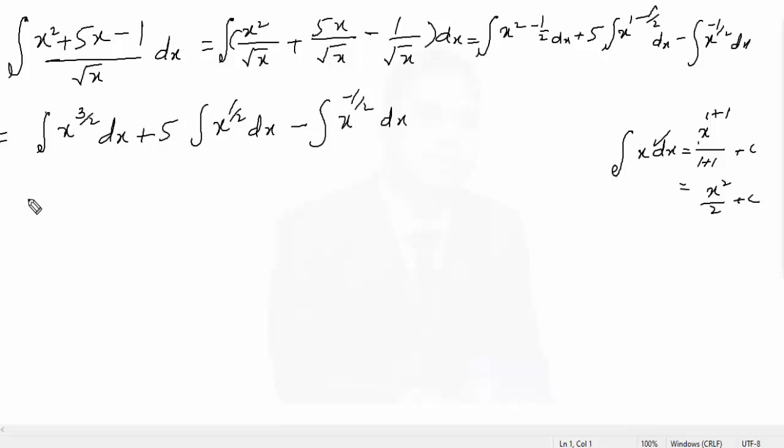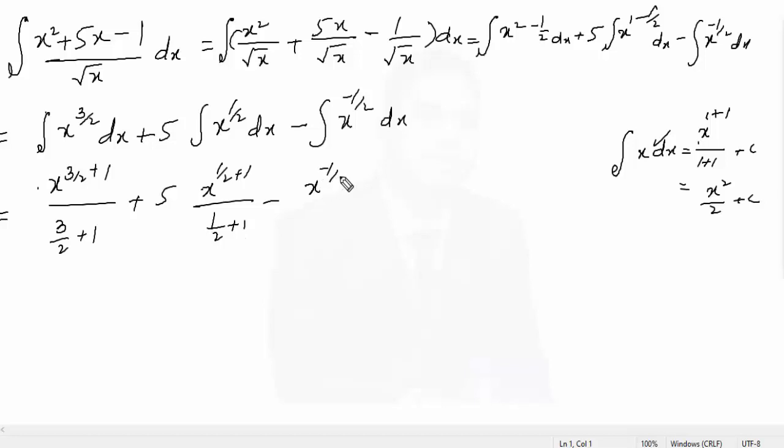Here the same process will be applied. x raised to 3 by 2 plus 1 over 3 by 2 plus 1 here, plus 5 x raised to 1 by 2 plus 1 over 1 by 2 plus 1, minus x raised to minus 1 over 2 plus 1 over minus 1 over 2 plus 1, plus c after doing the integration. So simplify it.